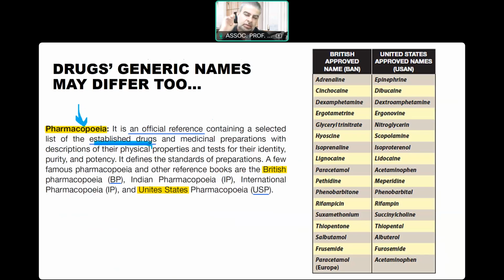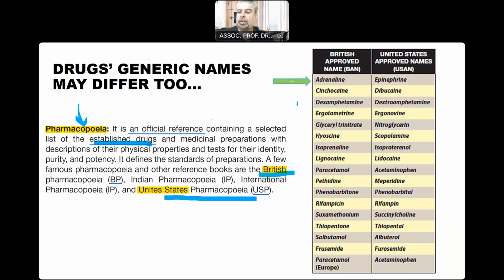These pharmacopoeia references are produced by certain countries, such as the United States, with the United States Pharmacopoeia, and England, with the British Pharmacopoeia. We even have the Malaysian Pharmacopoeia. But here in Malaysia, usually the generic name that is followed is the same as the British Pharmacopoeia, and not the United States pharmacopoeia generic names.